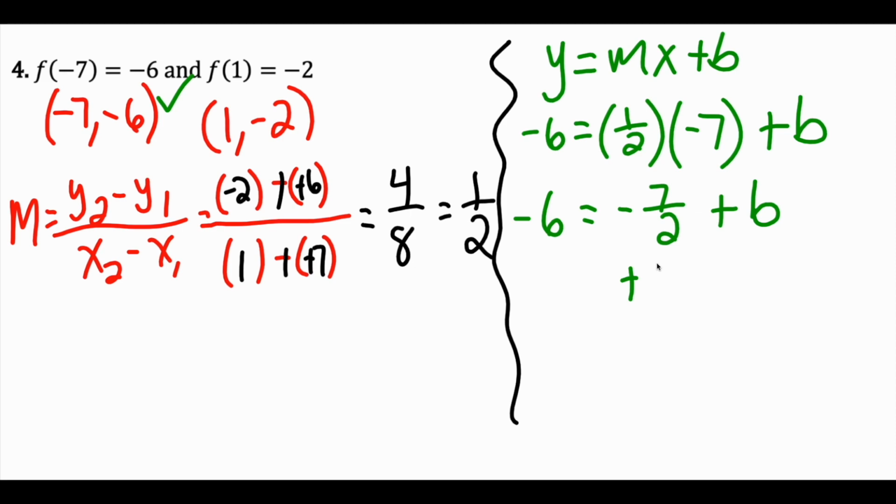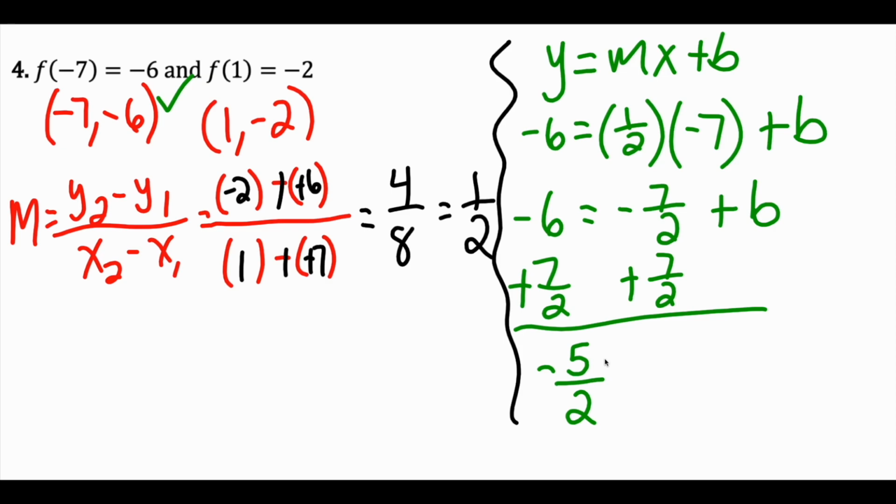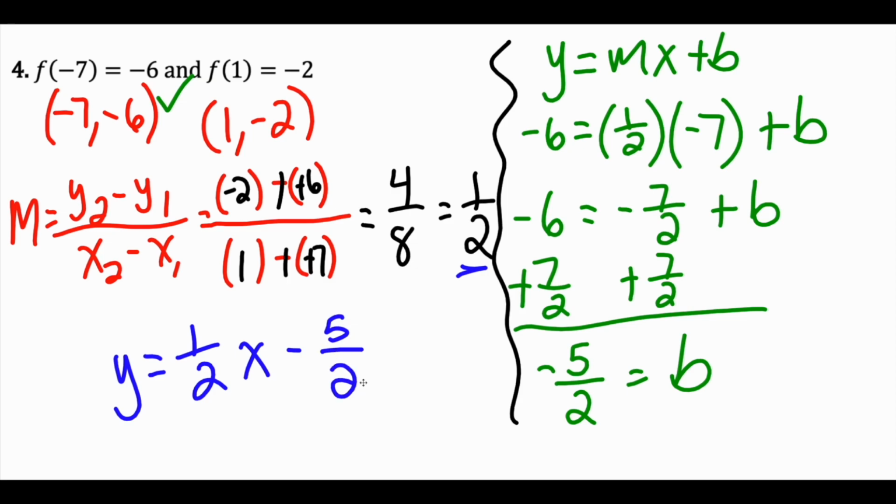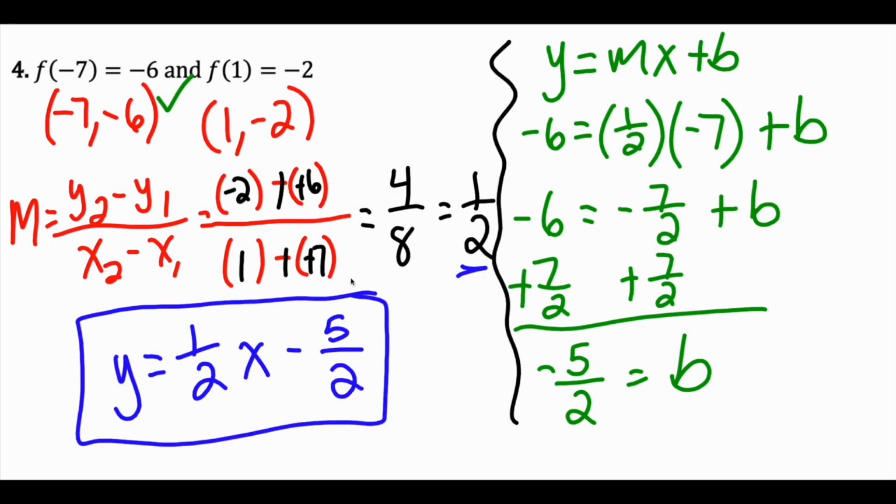And then I'm going to add 7 over 2 to the other side, plus 7 over 2. And what we're going to end up with here is negative 6 plus 7 over 2 is going to be negative 5 over 2. Okay, so that's b. All right, so final answer. Let's put this into our y equals mx plus b form. Y equals m is 1/2 x, b is negative 5 over 2. And that is your final answer.